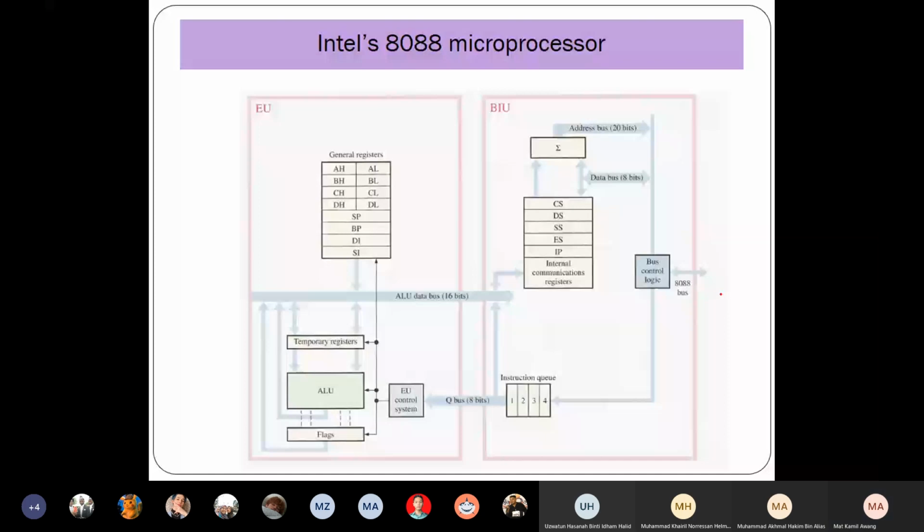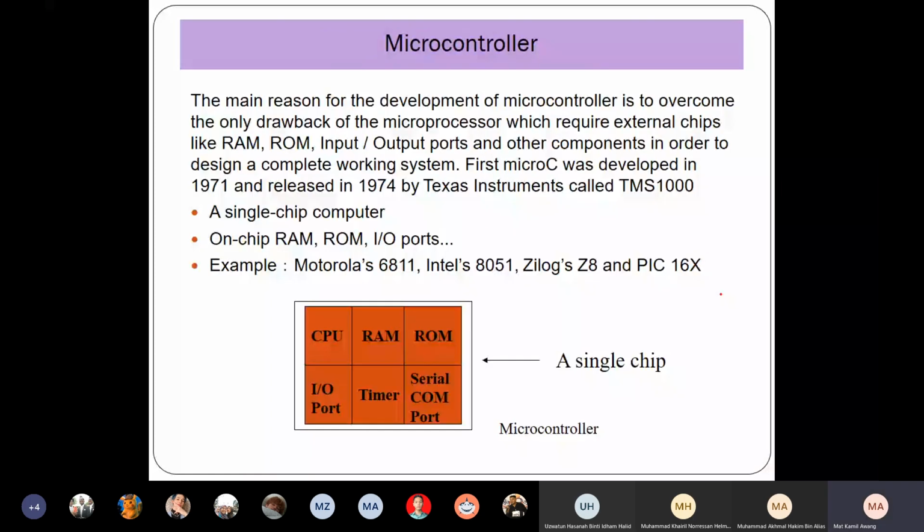Now, what is a microcontroller? The microcontroller is basically everything that you have in the microprocessor, put into one single chip. The main reason for the development of the microcontroller is to overcome the only drawback of the microprocessor, which requires external chips like RAM, ROM, input-output ports, and other components in order to design a complete working system. So the microcontroller basically puts everything on one chip.